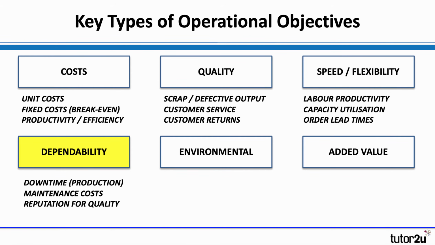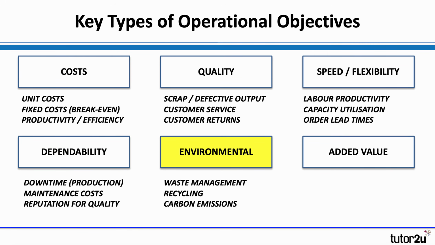Dependability, I think, is all about, can your operations be relied upon? So you might look, if you were a manufacturer, at trying to minimise the amount of what's known as downtime, where your machinery is not working either at all or working at full capacity. You might want to look at objectives that try to minimise the amount of maintenance and repair costs. And of course, it also links in to quality objectives as well, trying to maximise your reputation. So that's an objective, to maximise your reputation for quality.